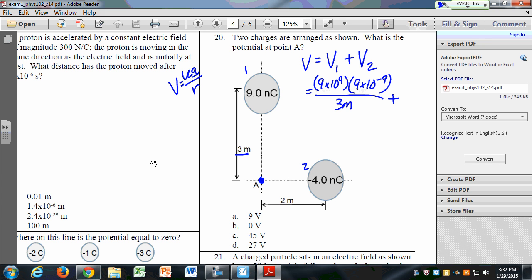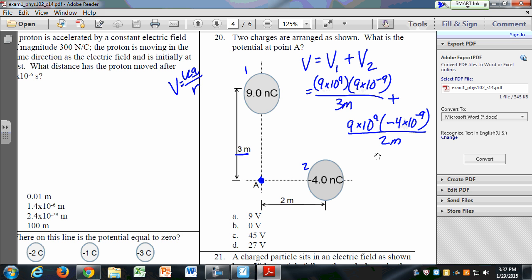Plus, I'm going to write it down below here. I'm going to run out of room. 9 times 10 to the 9th times minus 4 times 10 to the minus 9, divided by 2 meters.